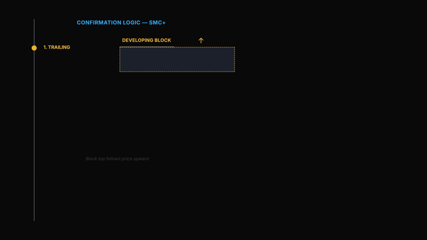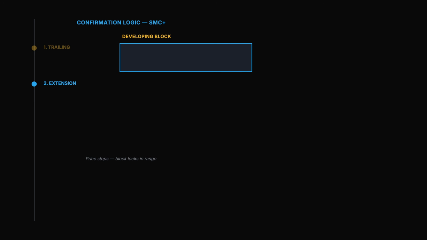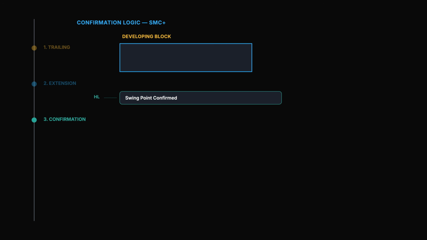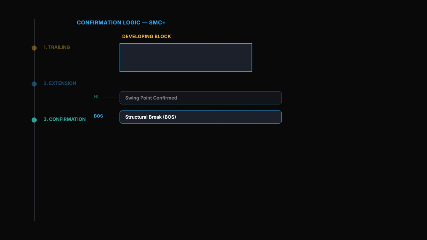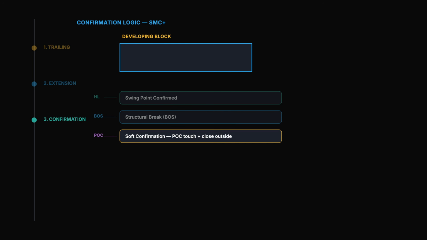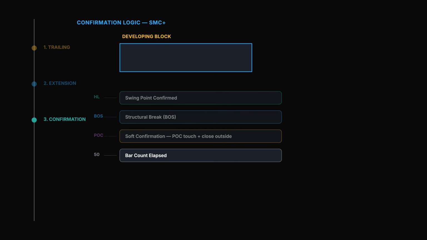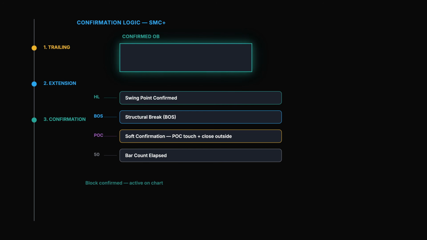The confirmation logic runs through several stages. A developing block first trails price, then enters an extension phase, and only confirms when one of several conditions is met: a confirmed swing point in trend direction, a structural break, a soft confirmation where price touches the point of control and closes outside the block, or a set bar count without confirmation.